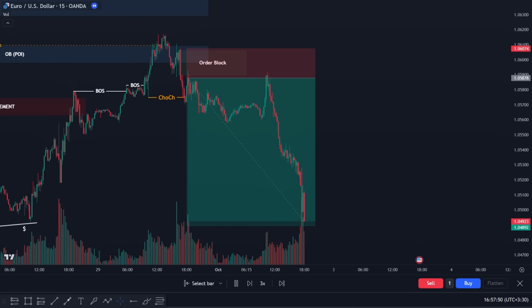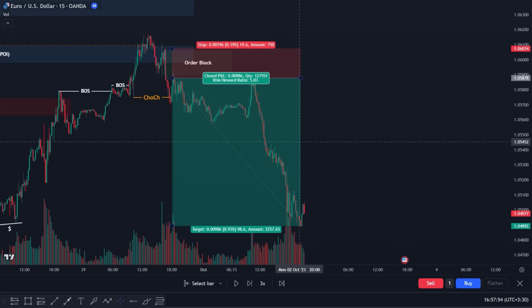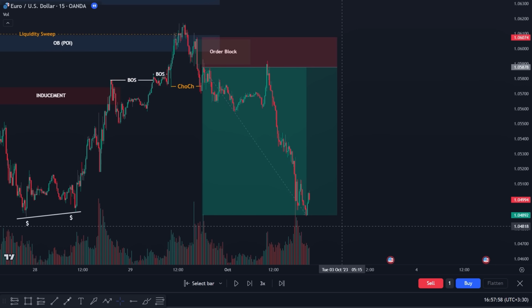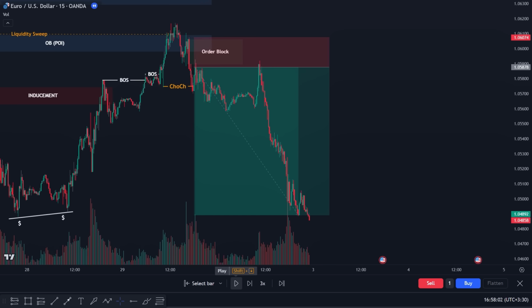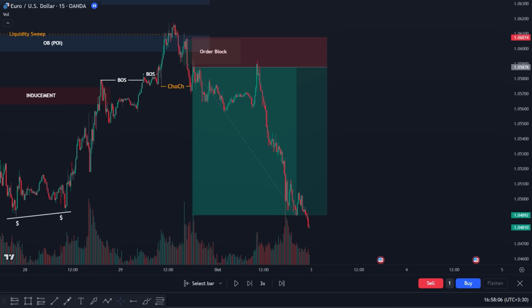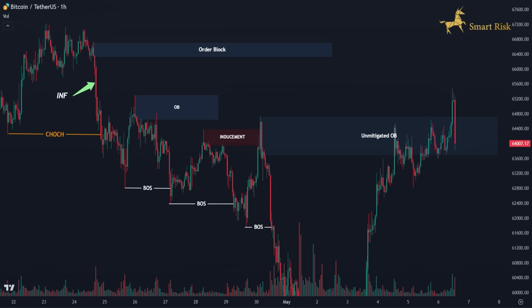As you can see, price after activating our sell limit order immediately reversed its direction and pushed lower and lower and finally hit the take profit. Now let's see another trading example. Here we have the Bitcoin Tether 1-hour chart on the screen.